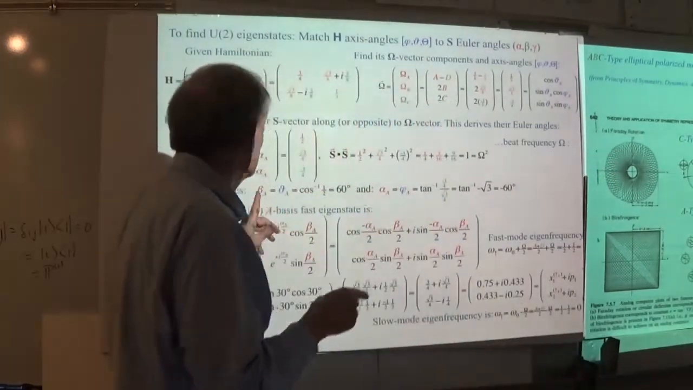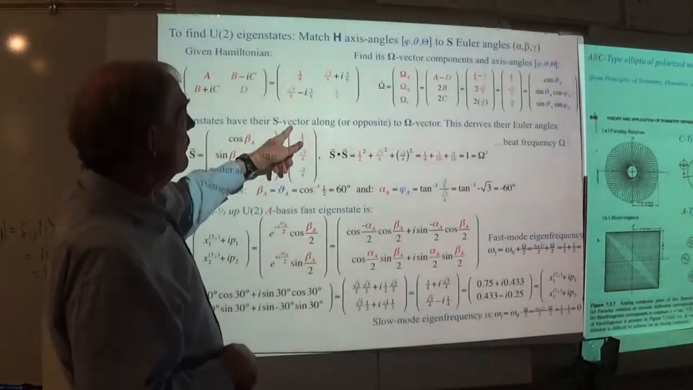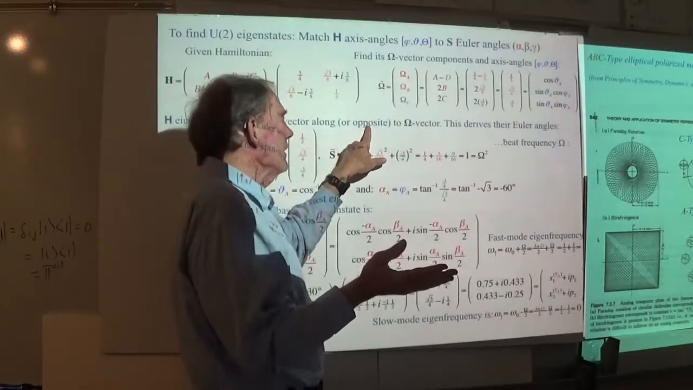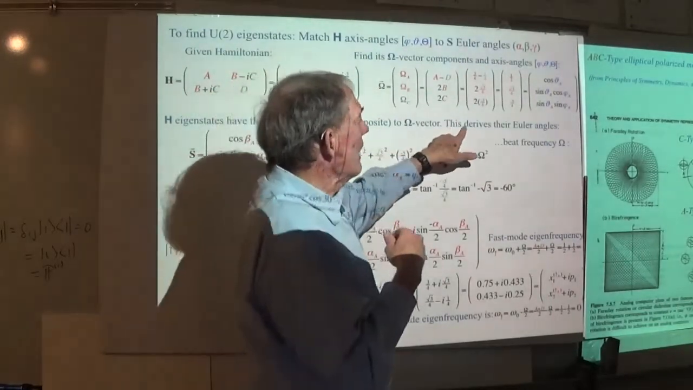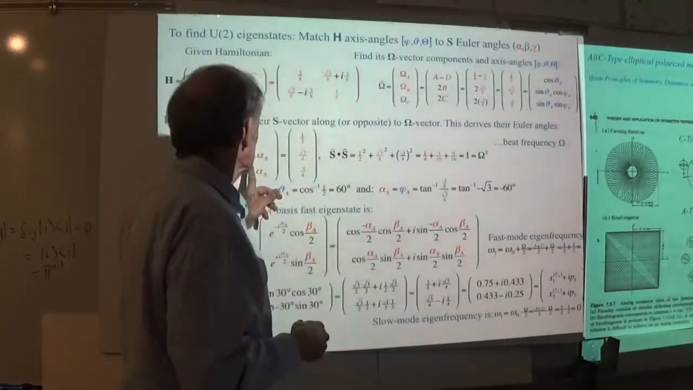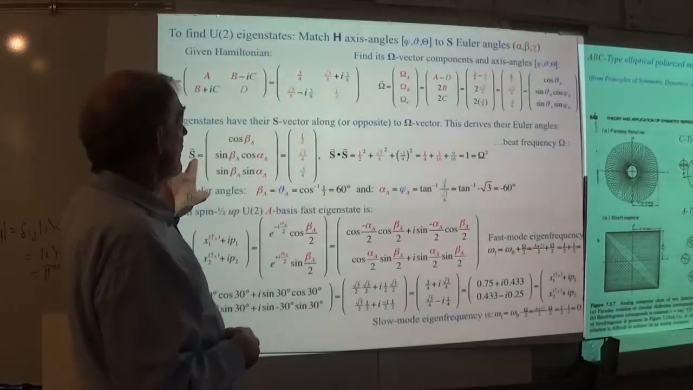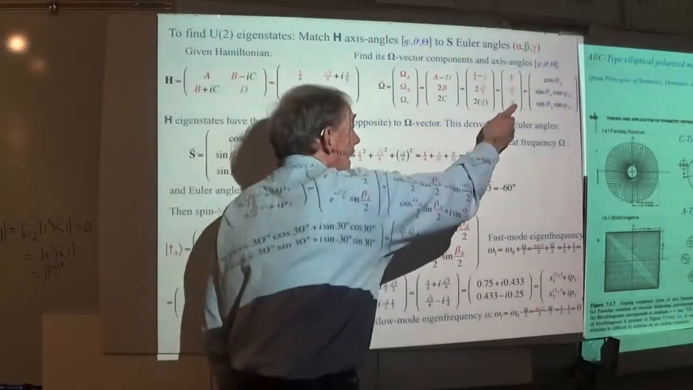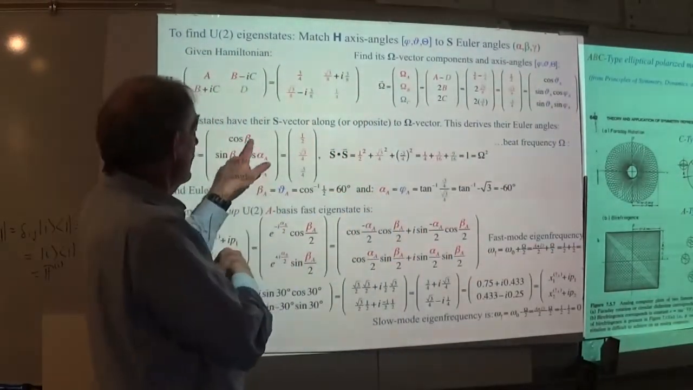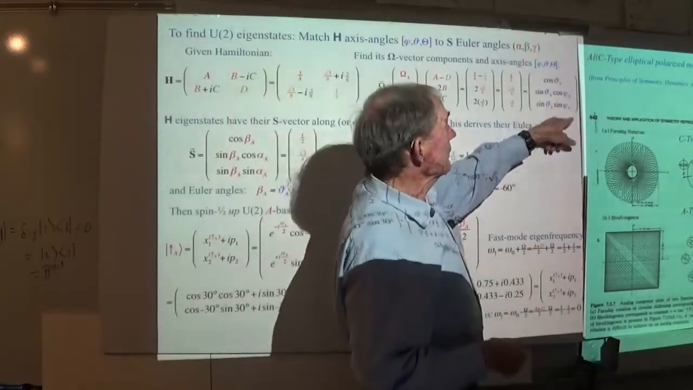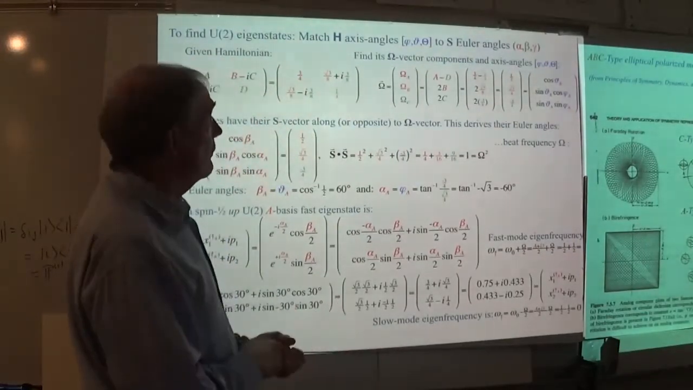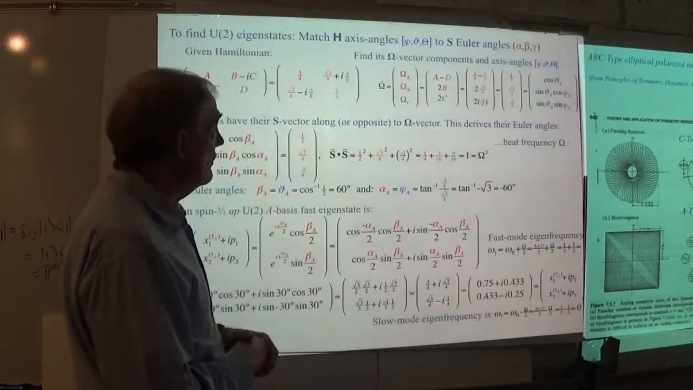So that's, once again, this message. Each eigenstate has its S vector along, that's usually the ground state, or opposite, that's usually the excited state, it's going to be the opposite here, I think. And this derives their Euler angles and the beat frequency. Okay? So, my spin vector here has got to match this guy. So, Euler angles and axis angles have to be equal. There's the Euler angles, they're the corresponding axis angles, right? That's the trick to find an eigenvector for a two-state Hamiltonian. Works every time, has to.